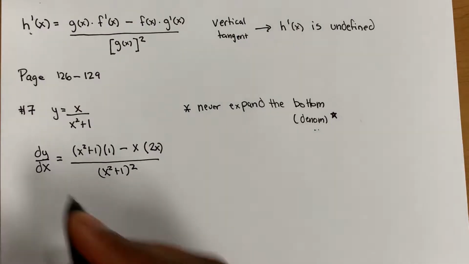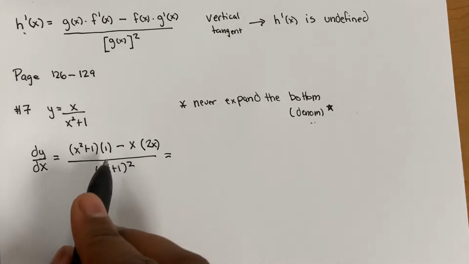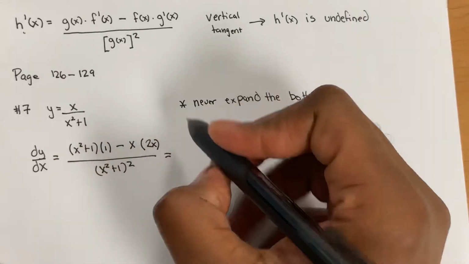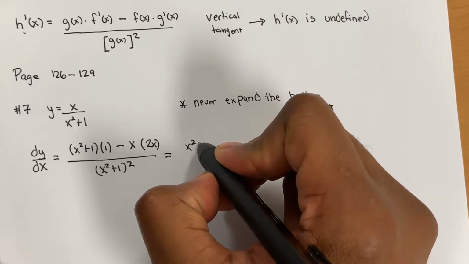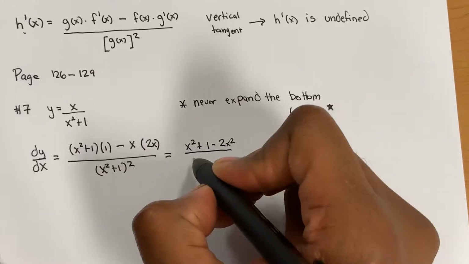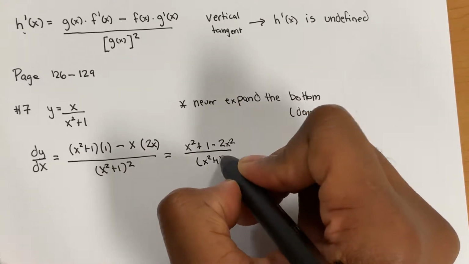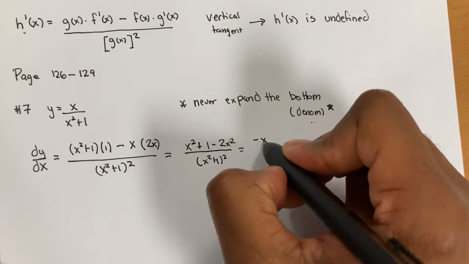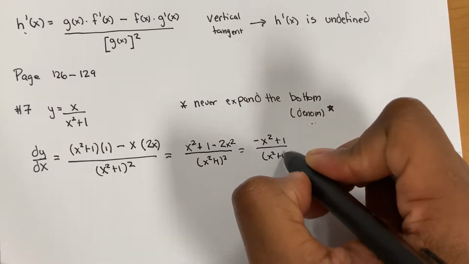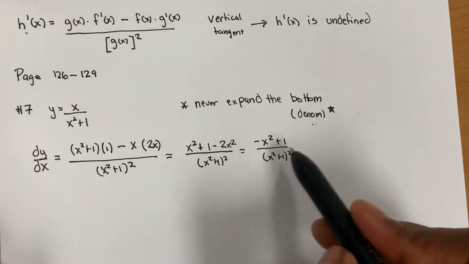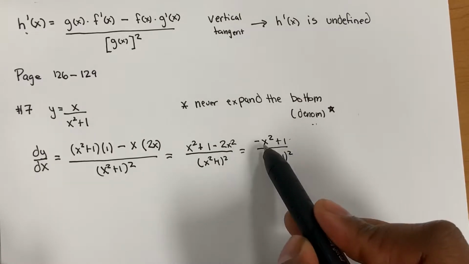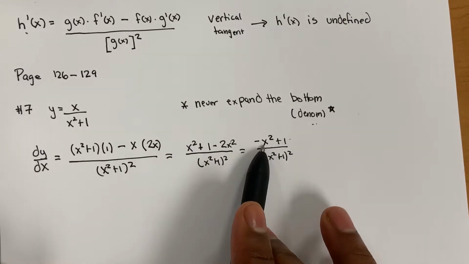It's not helpful. So we can simplify, and for the quotient rule, most of the time simplifying is just going to mean simplifying the numerator, where we would get x squared plus 1 minus 2x squared. Don't forget to keep the denominator squared. And so this is negative x squared plus 1 over x squared plus 1 squared. And no, we cannot cancel out x squared plus 1 over x squared plus 1 because this is a negative x squared. So we're done right here.